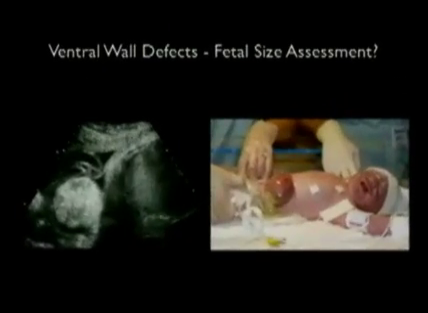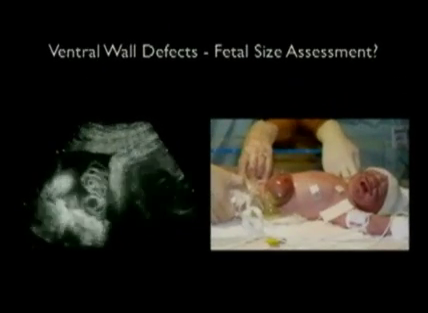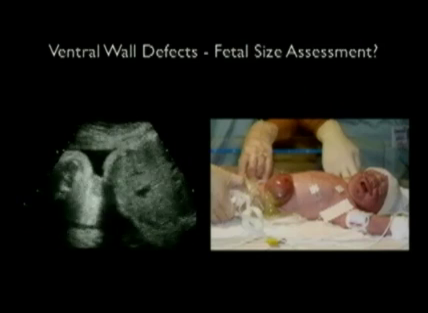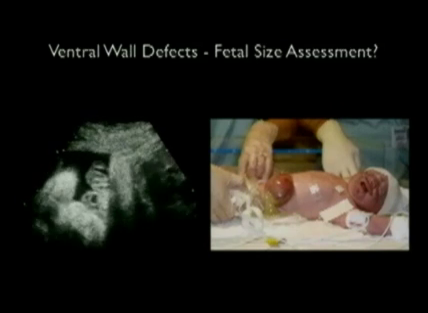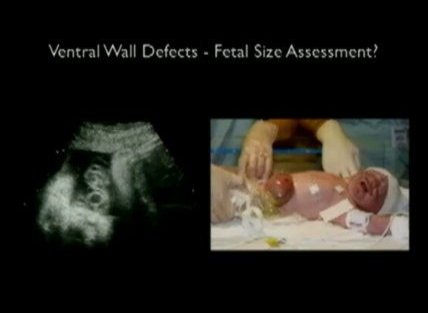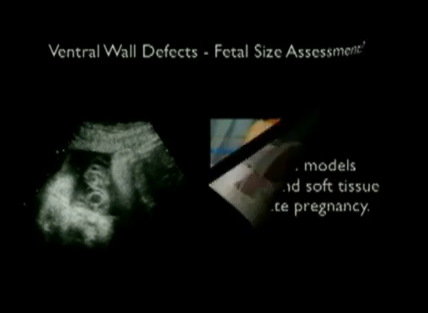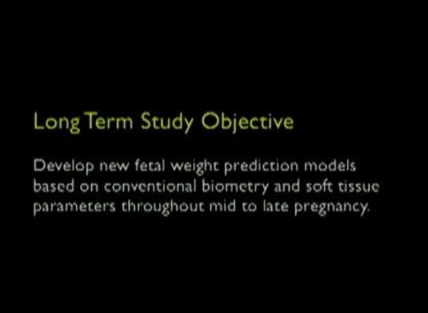Also, there are some instances where you have a ventral wall defect where it's very difficult to get the abdominal circumference. So in that case, fractional limb volume alone may be helpful for helping to estimate fetal weight. So our long-term study objective was to develop new fetal weight prediction models based on conventional biometry with soft tissue parameters throughout mid to late pregnancy.